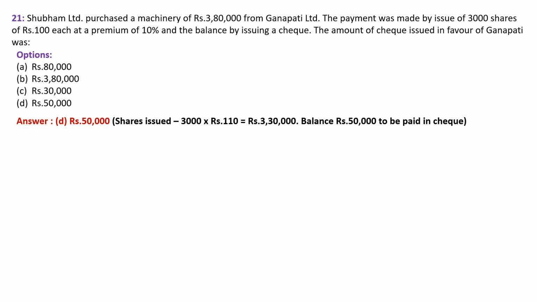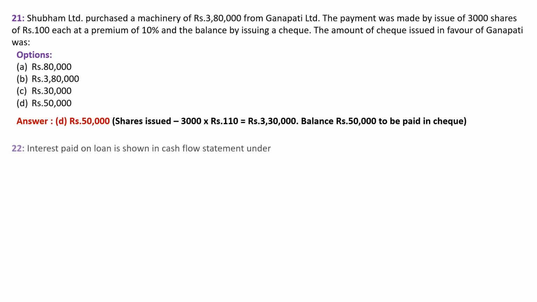The answer is 50,000. Why? Because the shares issued are 3,000 shares at what price? It is with 10% premium. So each share is 100 plus 10, 110 rupees. So the total of shares issued is 3 lakh 30,000 rupees. The asset value is 3 lakh 80,000. The difference between 3 lakh 80,000 and 3 lakh 30,000, rupees 50,000, has to be paid through check.